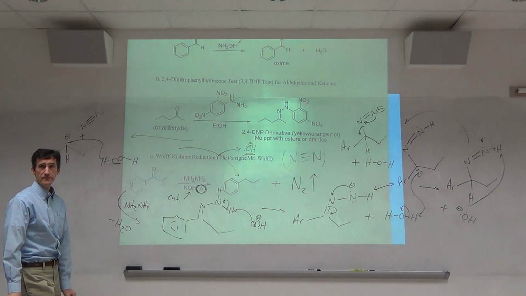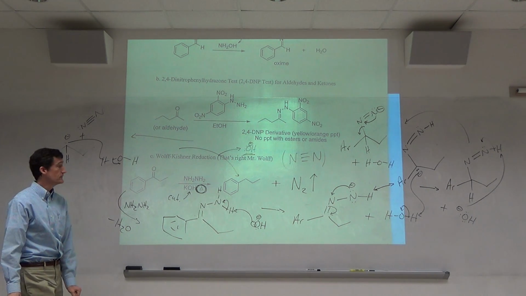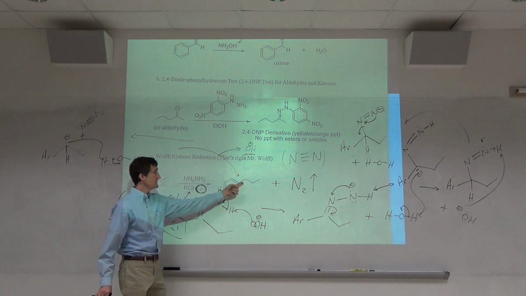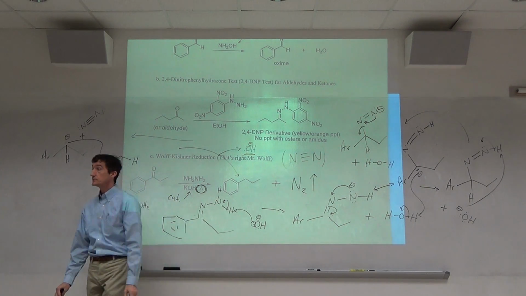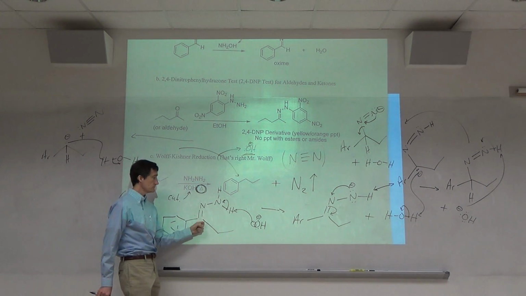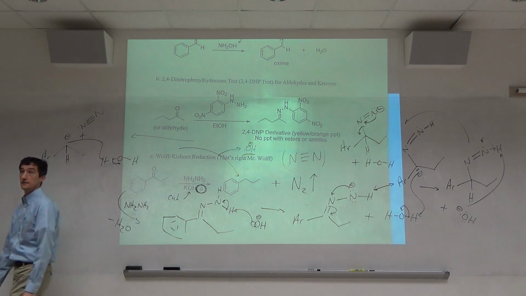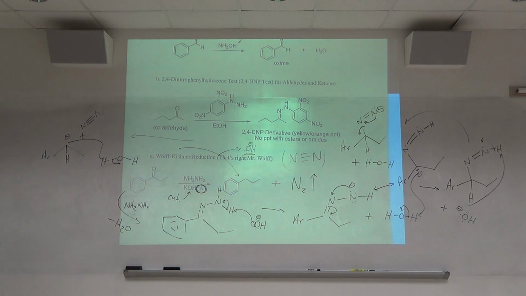After seeing this mechanism, is it pretty darn simple? Or I should say this, a lot simpler than you thought it might be. Right here it looks like magic. How the heck did you lose the oxygen? Hopefully it's a lot simpler than you might have thought. What's the key intermediate though? Amine. Hydrazone, special type of amine. Questions about the Wolff-Kishner?